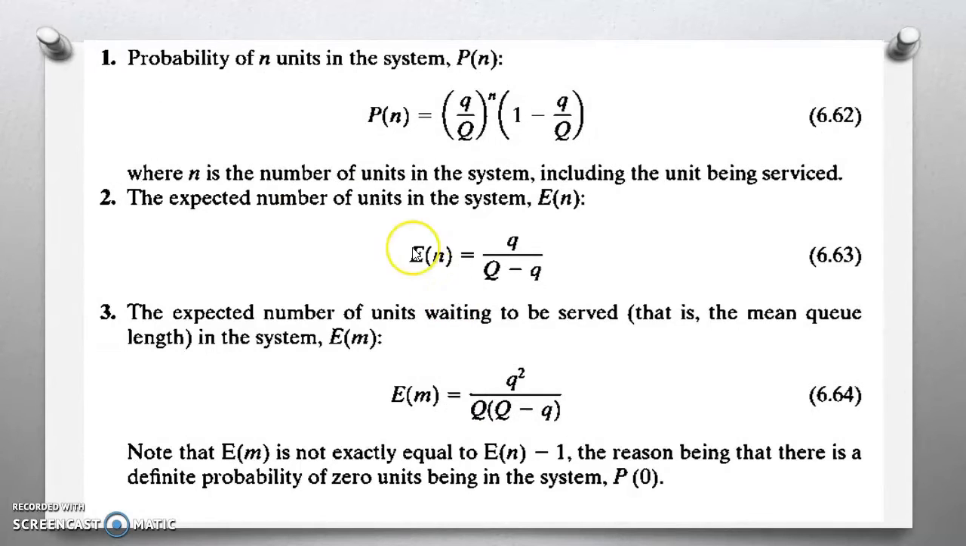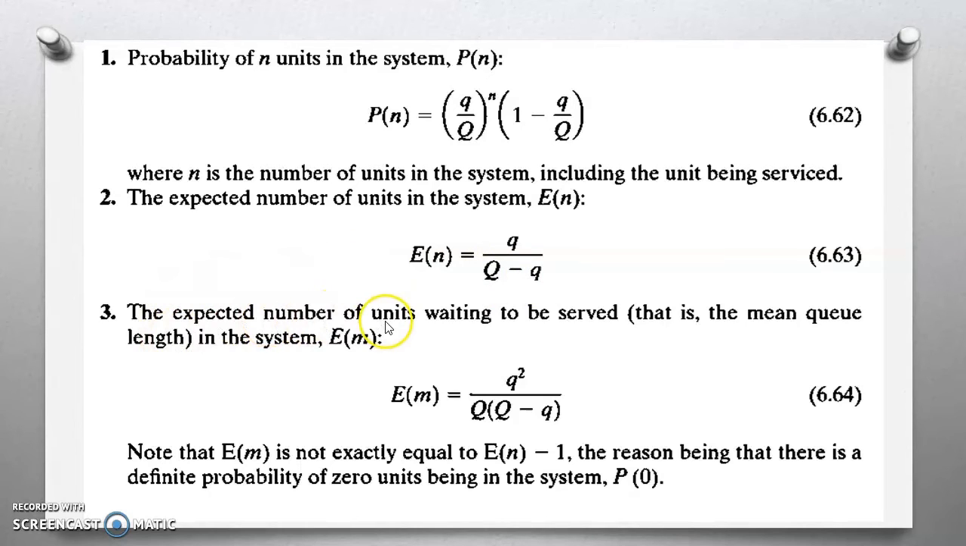First, the probability of n units in the system, P(n). P(n) is equal to rate of arrival over the service rate to the power of n multiplied by 1 minus rate of arrival over service rate, where n is the number of units in the system including the unit being serviced. Next is the expected number of units in the system, E(n). E(n) is equal to rate of arrival over the service rate minus the rate of arrival.